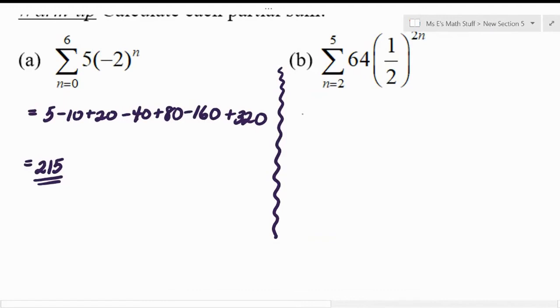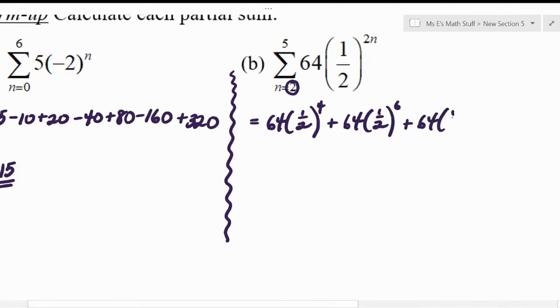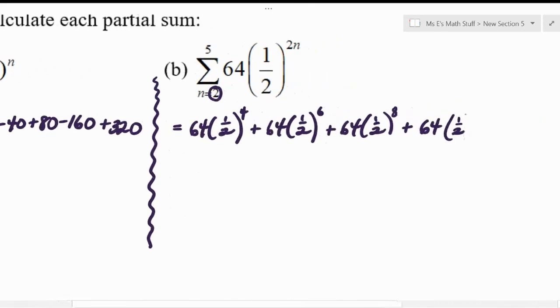Okay, so for part B, let's play around with this one. So your lower bound is 2. So let's show that term. So you'd have 64 times 1/2 to the 2 times 2, or to the 4th. And then when n was 3, you'd have 64 times 1/2 to the 2 times 3, or to the 6th. When n is 4, 64 times 1/2 to the 2 times 4, or 8. And then when n was 5, which luckily is when we're going to stop, we'd have 64 times 1/2 to the 10th. There we go.